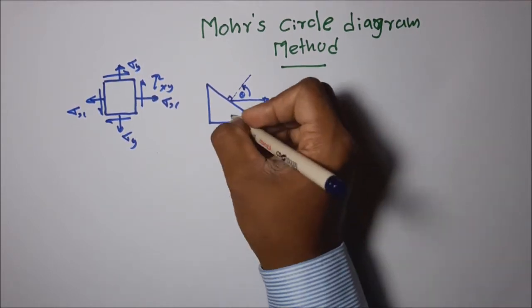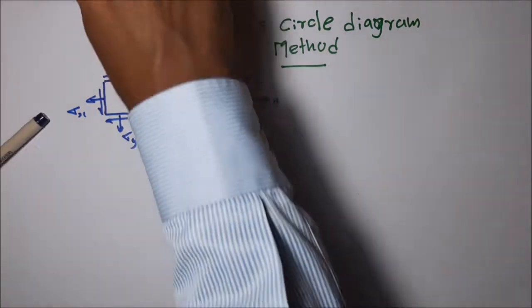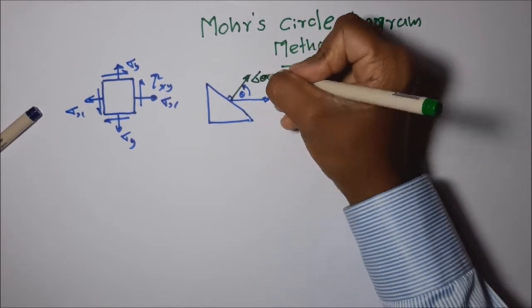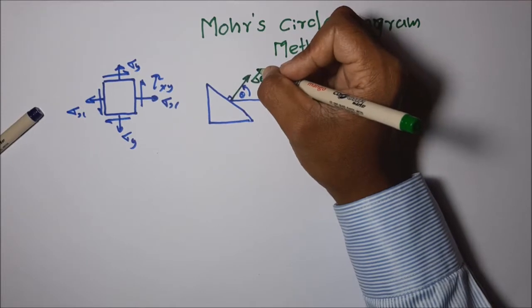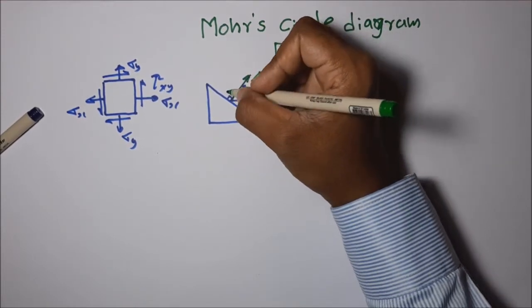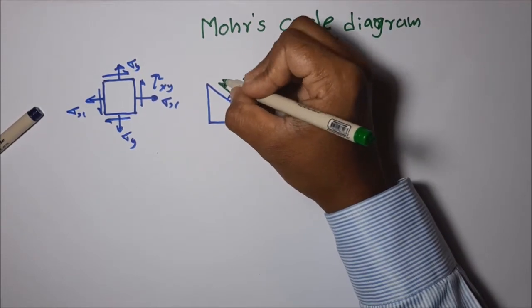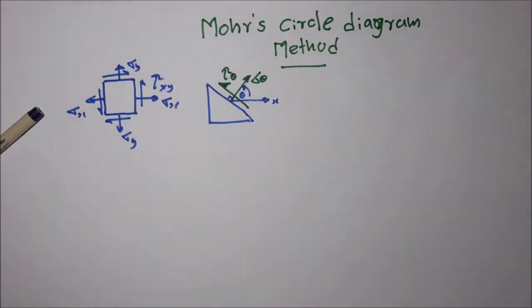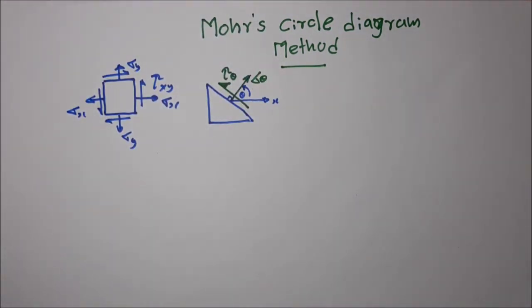Then when marking the stresses on this kind of inclined plane, we have a sign convention. In this direction, we have taken sigma theta as positive. That means if the normal stress acts outward from the stress element, we take it as positive. Then for shearing stress, if it tends to rotate the stress element in the anticlockwise direction, we take it as positive. This is the sign convention when marking the stresses on an inclined plane.